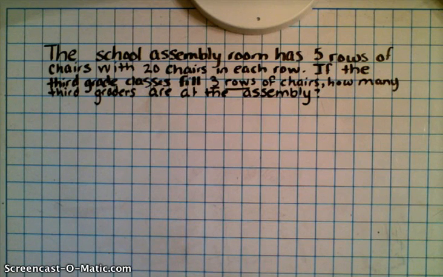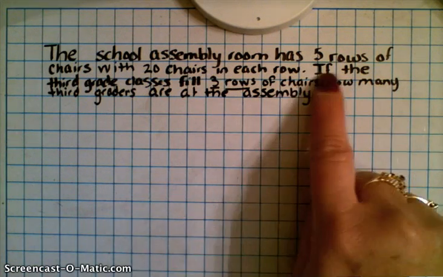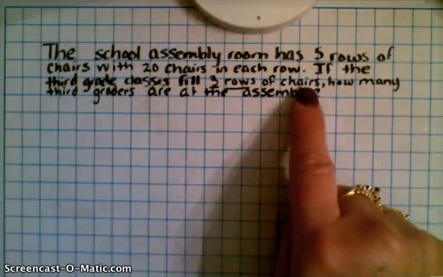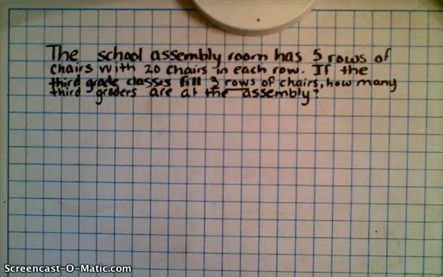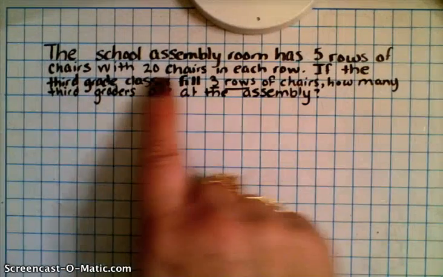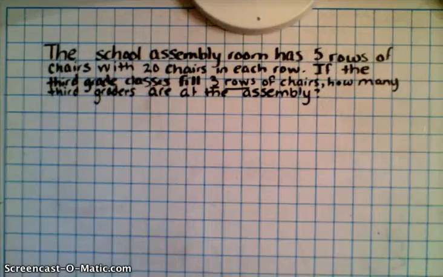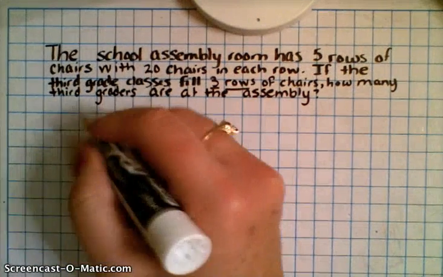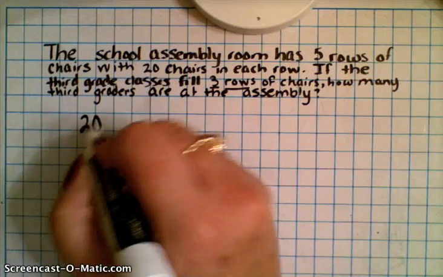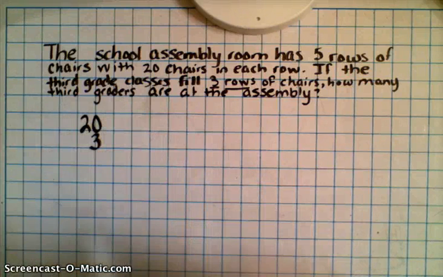So first we have to figure out what we need to find. I see the question says, if the third grade classes fill 3 rows of chairs. So I know I have 3 rows. And up above it says that all of the rows have 20 chairs. So I'm going to use the factors 20 and 3.